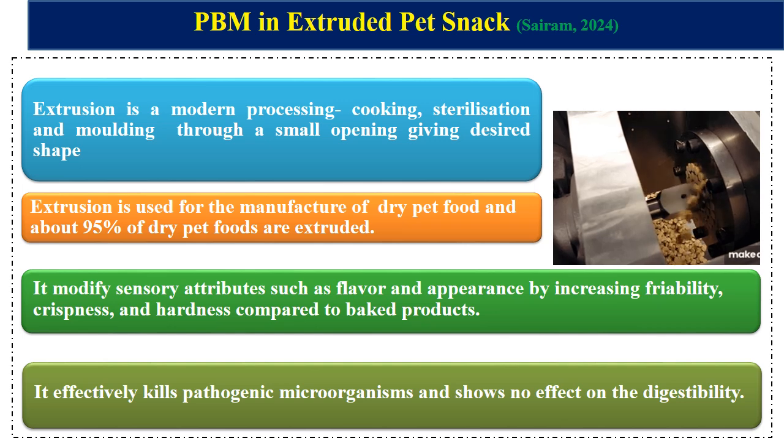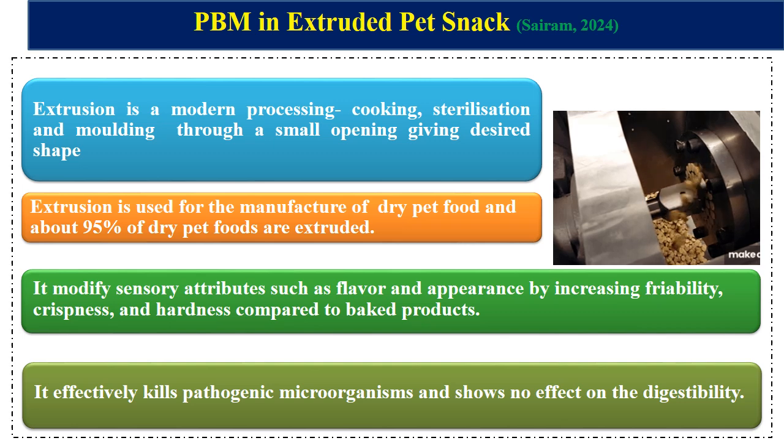Normally extrusion is used for the manufacture of dry pet food, and about 95% of dry pet foods use this extrusion process. This process helps in modifying the sensory attributes of the snacks or pet foods by improving the flavor and appearance and increasing the friability, crispiness and hardness compared to baked products. Baked pet foods will not have this advantage. Further, it effectively kills pathogenic microorganisms, and it does not affect the digestibility.